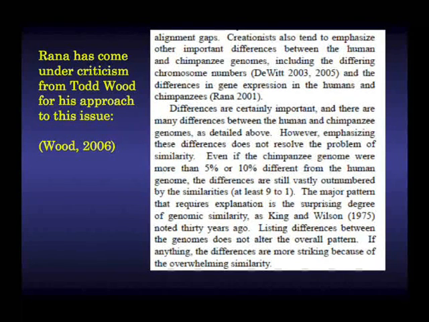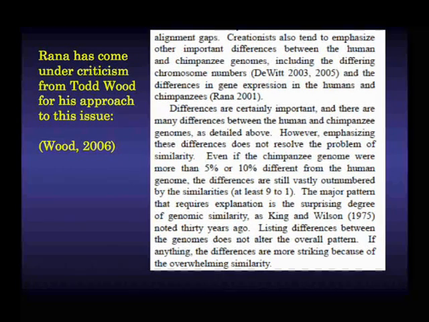There are many differences between the two genomes. However, emphasizing these differences does not resolve the problem of similarity. Even if the chimpanzee genome were more than 5 or 10% different from the human genome, the differences are still vastly outnumbered by the similarities. The major pattern that requires explanation is the surprising degree of genomic similarity.